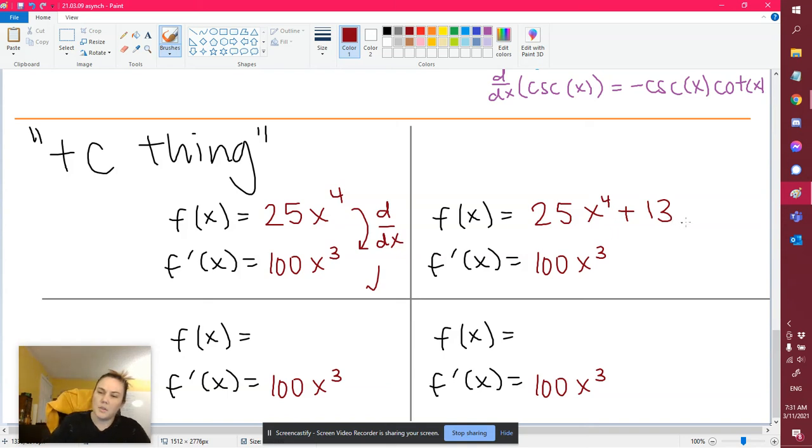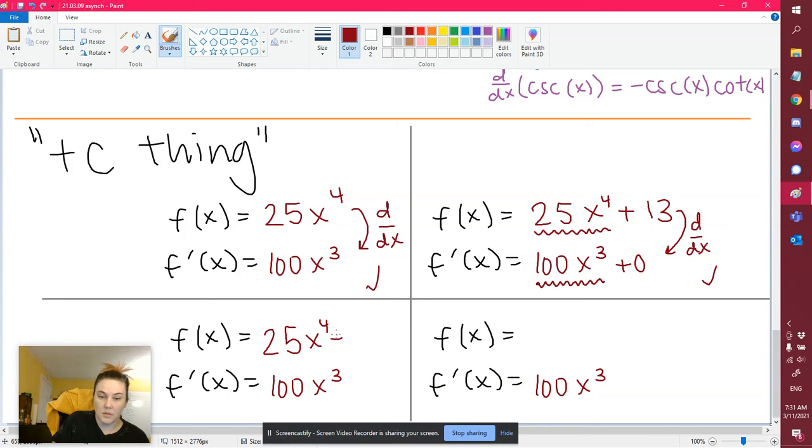Amazing, right? But what if I had said 25 times x to the fourth plus 13? When we take this derivative to check our work, 25 times x to the fourth gives you 100x cubed, nice. And then when we take the derivative of 13, we get plus 0. That's fine, right? Adding 0 to something doesn't really change it. It's an additive identity. So this is also a perfect answer. What if I had something like 25x to the fourth plus any number ever? That would still give us plus 0 and still would be a correct answer.